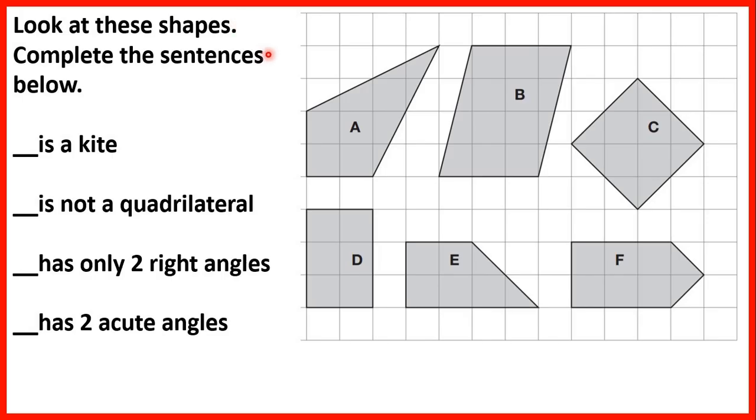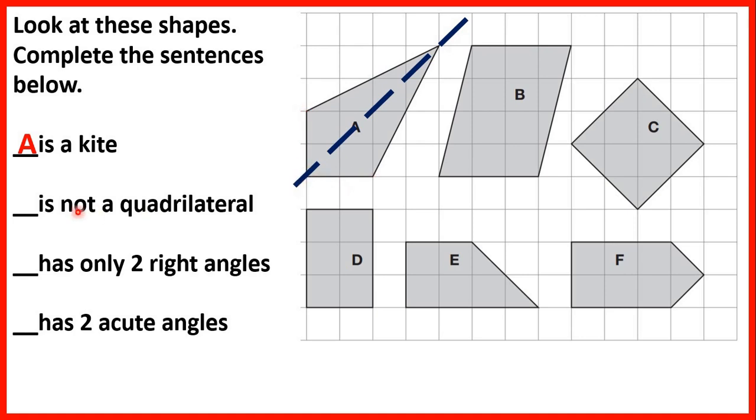Look at these shapes. Complete the sentences below. So first, we need to find which of these shapes is a kite. Now remember, a kite will have a line of symmetry down the middle, and if we draw our line of symmetry on shape A, we can see that we have 2 longer sides and 2 shorter sides. We can also see that this angle here and this angle here are the same size, so A is a kite. And it might look more obviously a kite if you turn your page so that you have this bit on top.